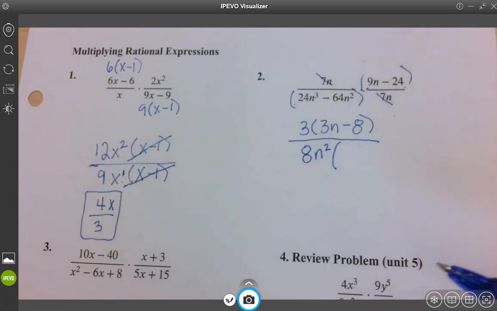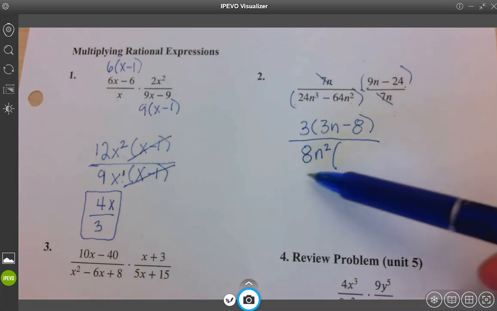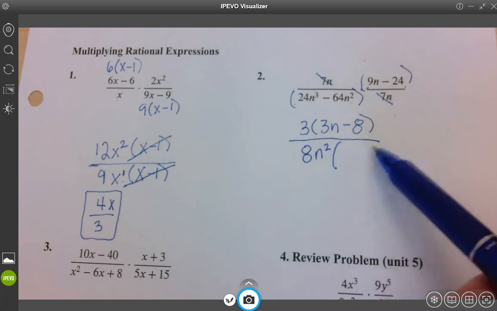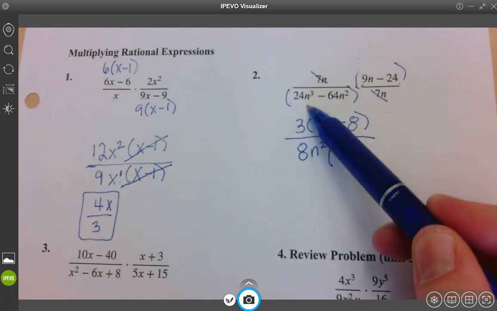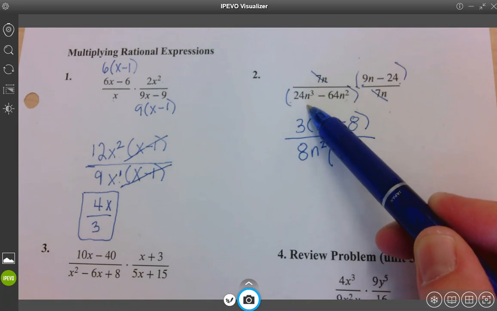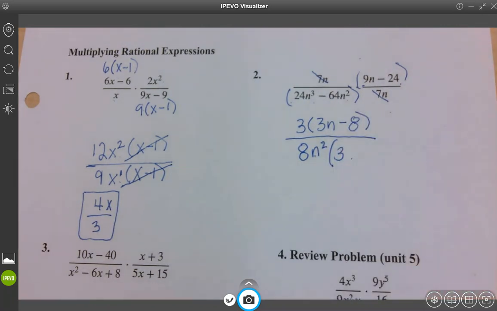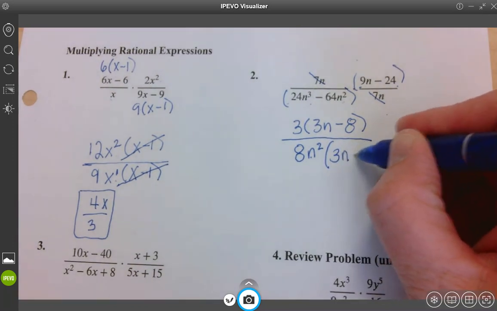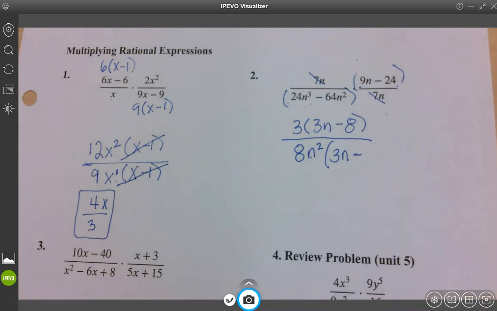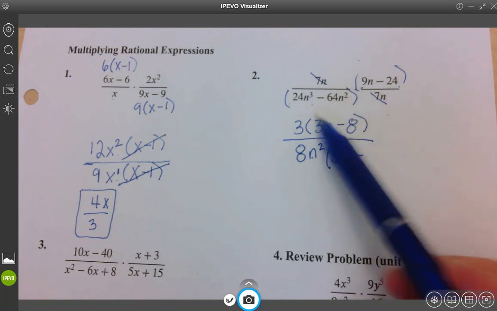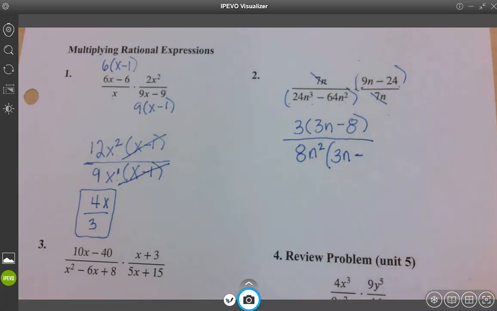Yeah, so now I'm looking at the denominator, and we're factoring out 8n squared, and so then you're just thinking to yourself, 8n squared times what would be 24n to the 3rd? So 8 times what is 24? And n squared times what gives me n to the 3? N, good. Minus 8n squared times what would give me negative 64n squared? 8, yeah.